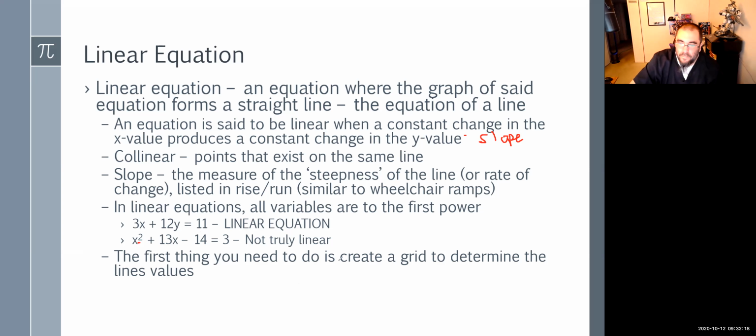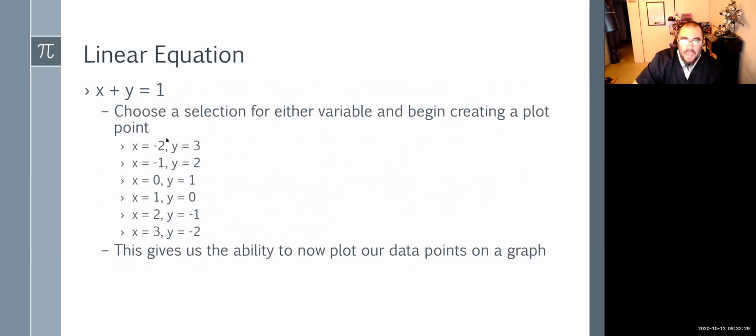The first thing you need to do when you're looking at making a graph is create a grid determining the line values themselves. So here we have a linear equation that says x plus y equals 1. What does this mean? Well, what we're going to start doing is plugging in values for x and figuring out what values we get for y. Or we could do the reverse. We could plug in y values and see what we get for x.